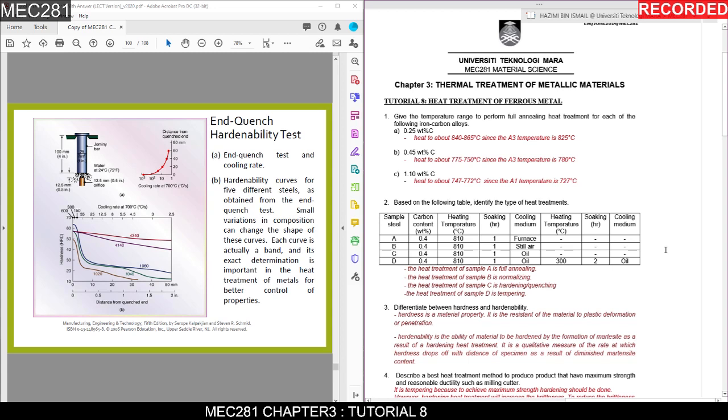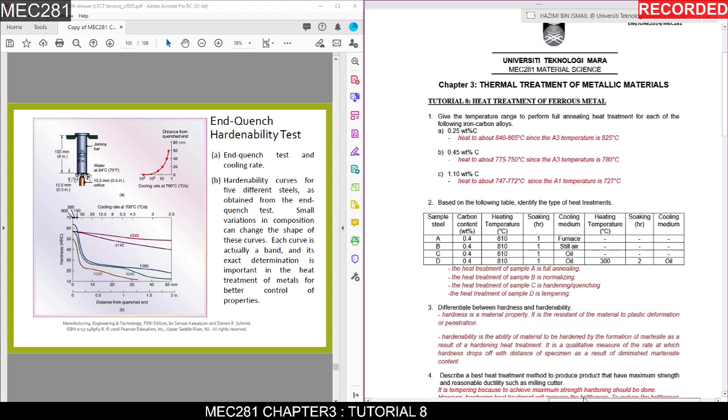So this video will show you the answers for tutorial 8, heat treatment of ferrous metal. I will try to show the answers as fast as possible, because you can pause this video anytime you like to compare your answers with this answer scheme.